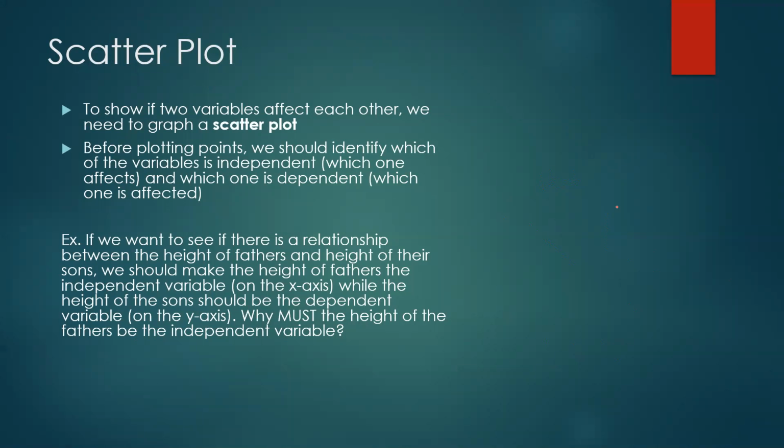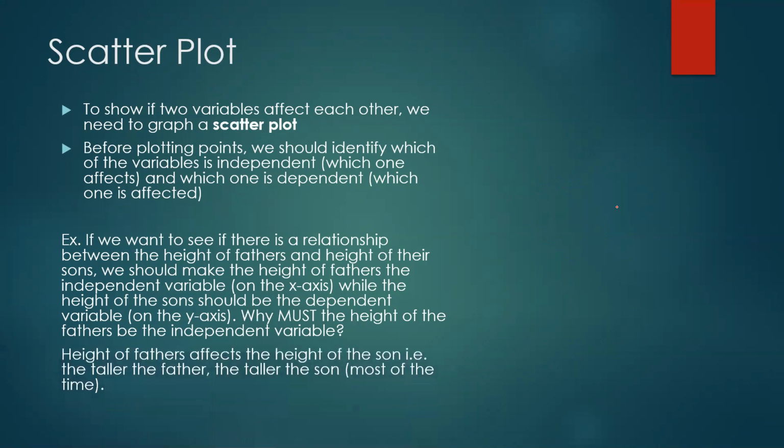So let's say that you're trying to see if there's a relationship between the height of the fathers and the height of their sons. Obviously, most of you can see before we even start this question that there should be a relationship between them, right? It's not a random coincidence. The father's height will affect the son's height. So generally, how does this work? Well, the height of the son will be dependent on the height of the father. And so in this case, it's extremely important that the height of the fathers is the independent variable.